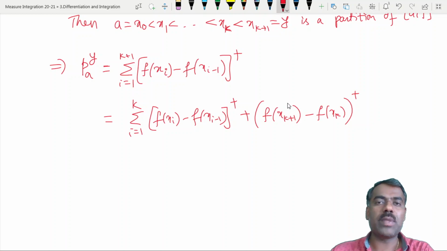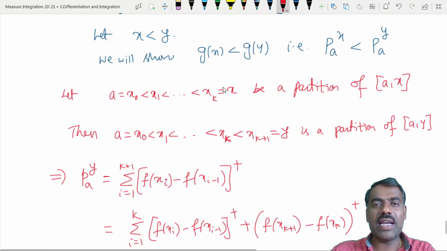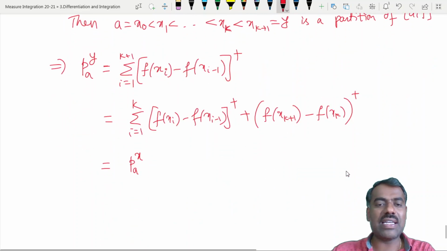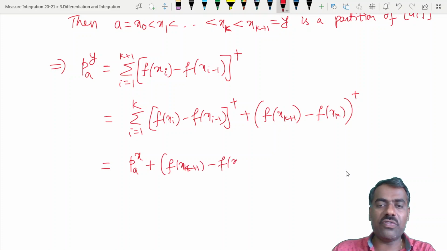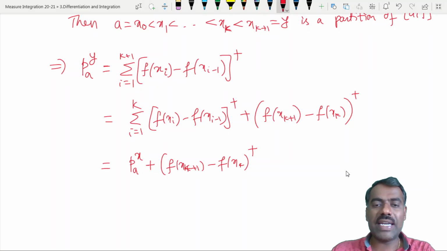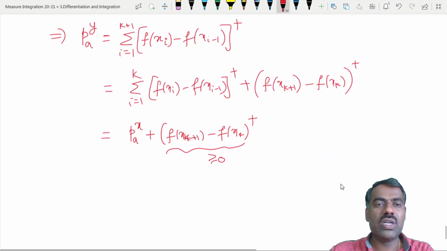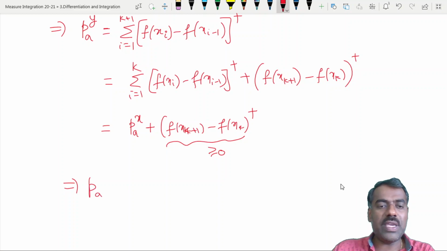Is this clear? Are you following? Now, what is this first sum? This is nothing but simply small p for the partition of a comma x, because up to xk, this is a partition of a comma x. Plus this one, the positive part of f of xk plus 1 minus f of xk, which we know is greater than or equal to 0. This implies we got that small p for y is greater than or equal to small p for x.